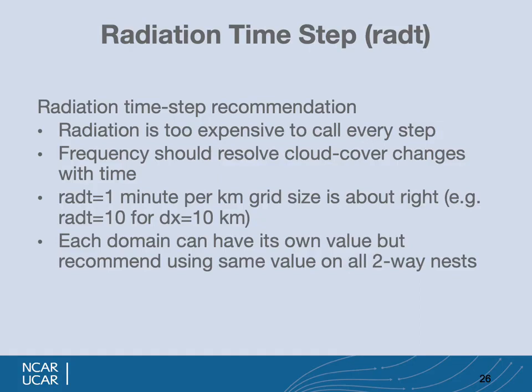The main reason for this frequency is it should resolve the cloud cover changes with time. And so as the clouds move, you want the radiation to keep up with them. So having 1 minute per kilometer grid size is roughly going to keep up with the clouds. That's the main change that occurs at high frequency. Each domain can have its own value, but we would probably recommend just using the same value on all nests. This rule combined with the model time step rule, as I said, is about one radiation call every 10 time steps.